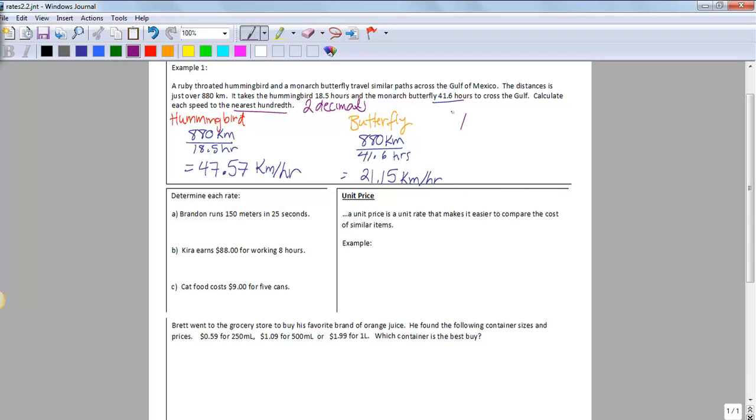Concluding statement. The bird travels at a rate of 47.57 kilometers per hour. The butterfly is 21.15 kilometers per hour. Almost half the speed. Okay, so why don't you try a couple of practices here determining each rate, or rather I probably should say unit rate. So how much is it for 1 second, 1 hour, or 1 can?